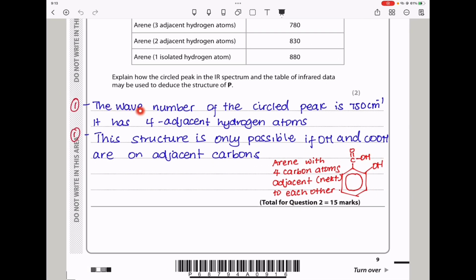So that means the possible structure could be this. So I said the wave number of the circled peak is 750 per centimeter. It has 4 adjacent hydrogen atoms, and this structure is only possible if OH and COOH are on adjacent carbons. So this brings us to the end of question 2. Let's continue to question 3.